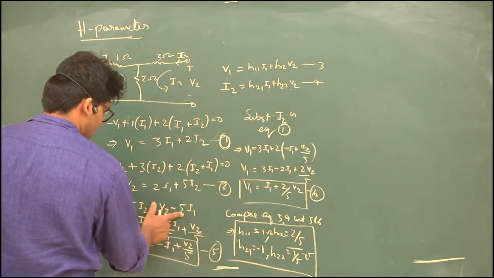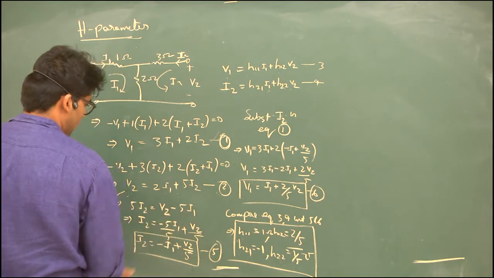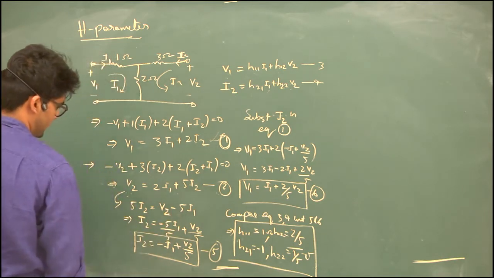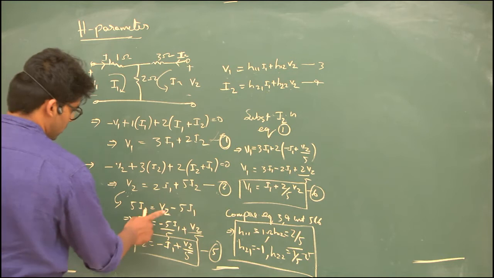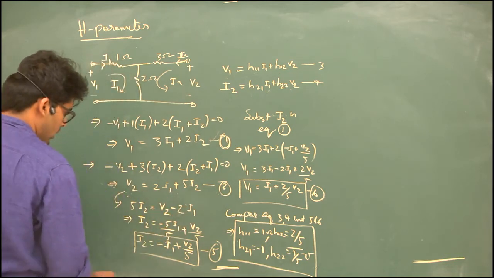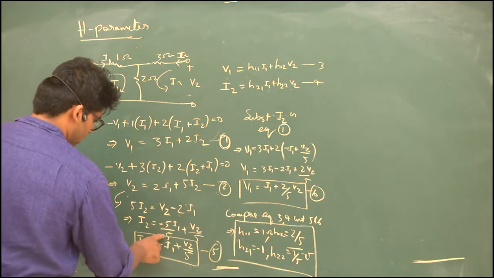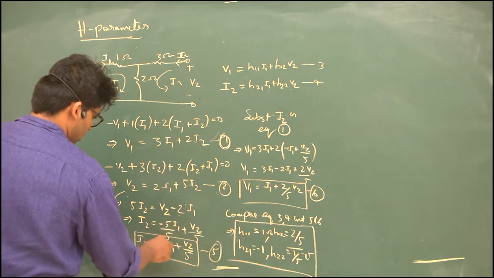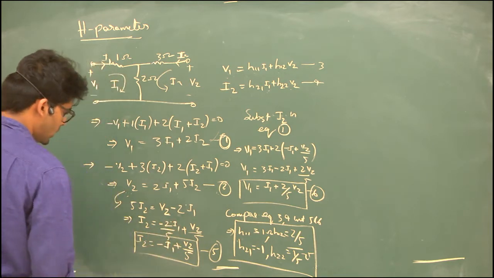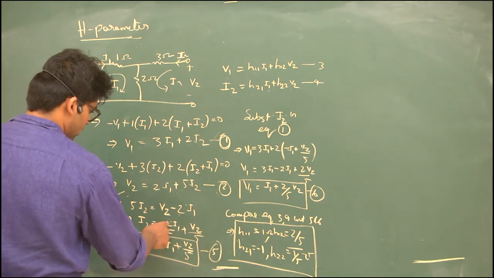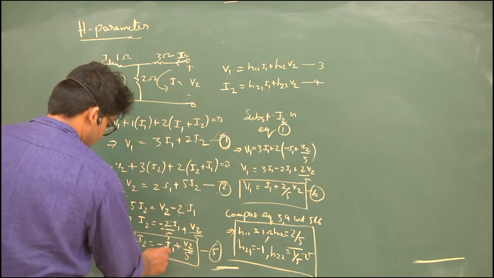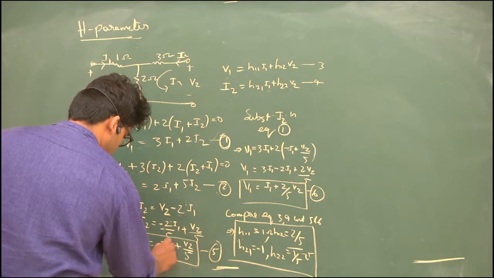We made a mistake here. In place of this it should come 5 here: 5I2, this is 2 actually, and minus 2I1, so this is 2 by 5. This is going to 2 by 5, and now this is also the same. Now this value will become minus 2 by 5.